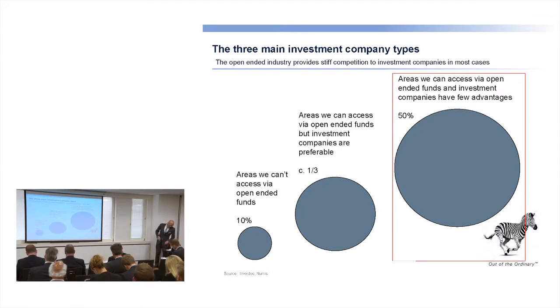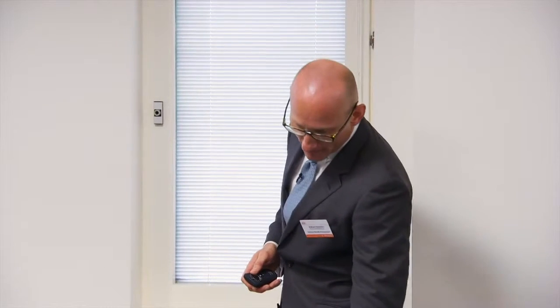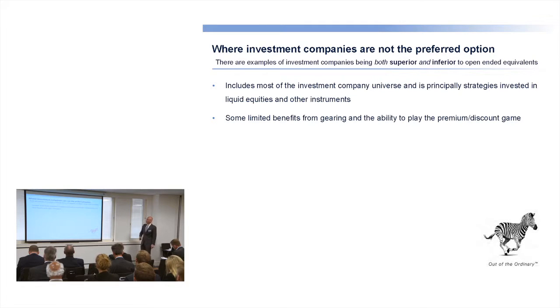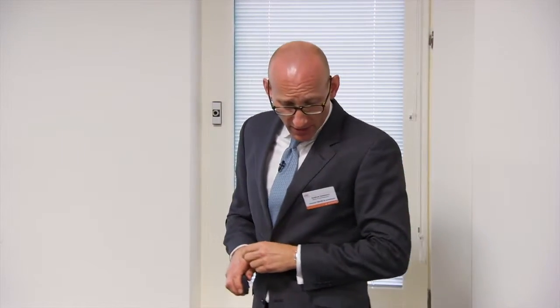Okay. So now let's look at the third area. In my opinion, the largest category. And this is where investment companies invest in assets and strategies which can also be bought in open-ended format, and which, on paper, an investment company format doesn't really offer necessarily many benefits. Now, these are mainly liquid, large-cap equity strategies. Okay? So there's two potential areas of interest here. One is playing the premium to discount, and the second is playing the gearing.